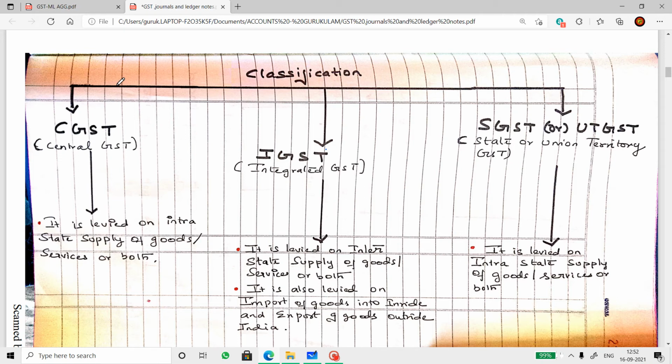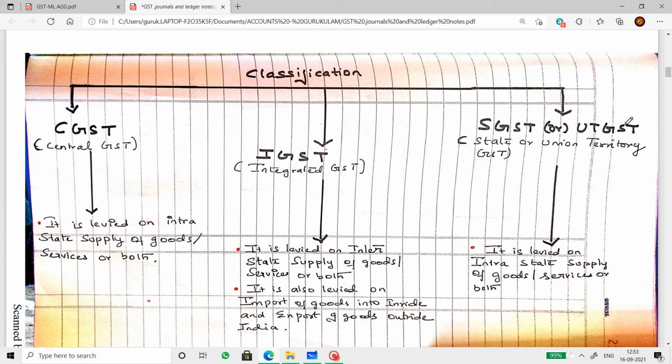It is between the sale of goods or service within the state or between state to state. So we saw what is intra-state and interstate. Now we are getting into the classification. GST is classified as CGST, means Central Goods and Service Tax, then IGST, which means Integrated Goods and Service Tax, then SGST or State Goods and Service Tax, or UTGST or Union Territory Goods and Service Tax.